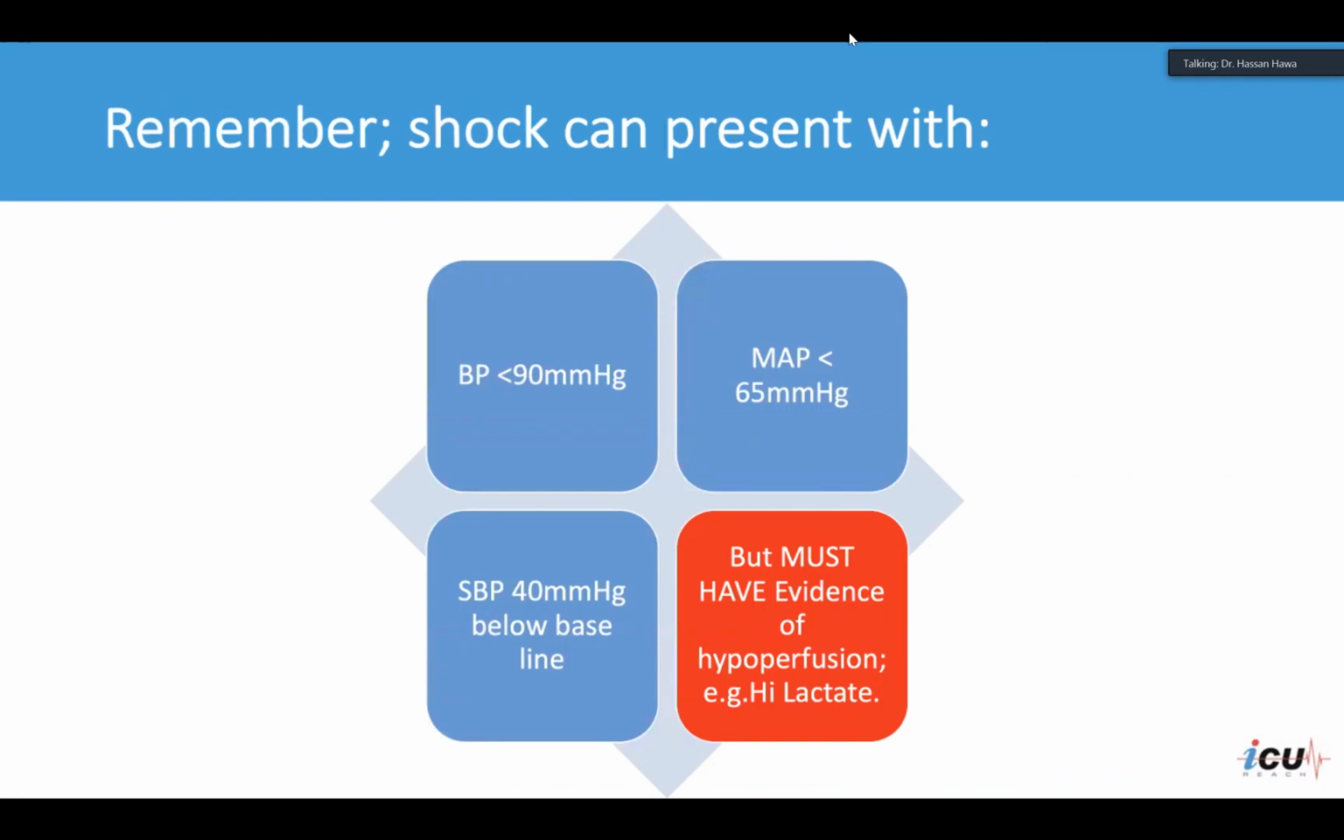So this diagram will illustrate what shock can present like. A patient can present with blood pressure less than 90 mmHg. They can present with MAP of less than 65 mmHg, or a drop in their systolic blood pressure by 40 mmHg from the baseline. But no matter what the blood pressure is, they must have evidence of hypoperfusion. And one of the commonly used perfusion indicators to achieve this is the lactate. So high lactate in the context of shock state is highly suggestive of presence of shock.